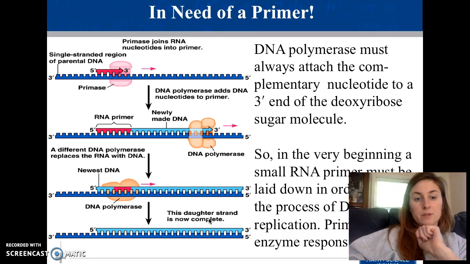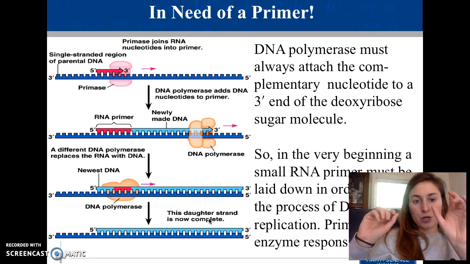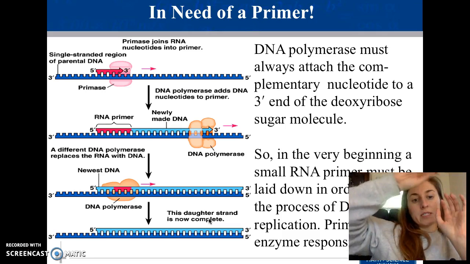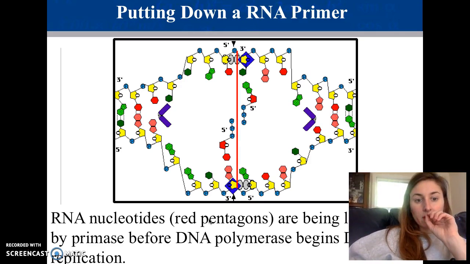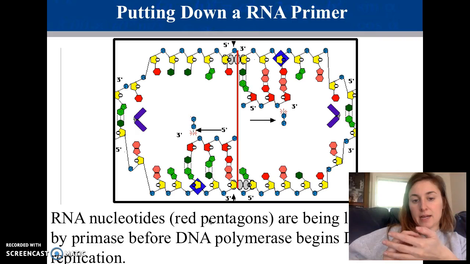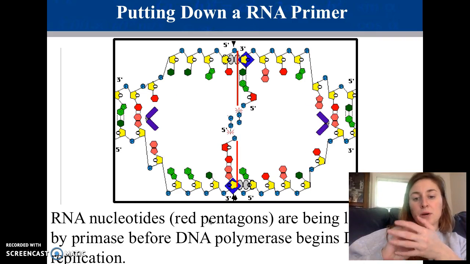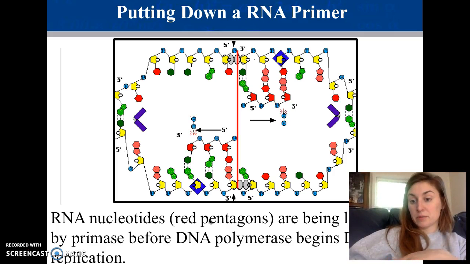If we look at the image, we see primase is this enzyme that signifies that this is the start. It lays down a little bit of RNA, and then the DNA polymerase can notice that that is where it starts, and they move down. So the RNA nucleotides are laid down by a primase before DNA polymerase begins DNA replication. That's kind of a summary of what I just said.